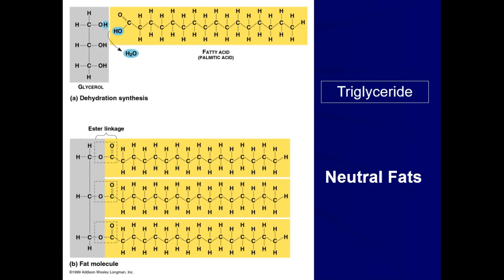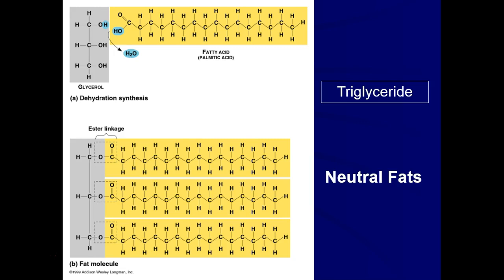Right? You'll notice that on the end that connects to glycerol, there's another functional group there. There is a carbon double bonded to an oxygen, and then it has a bond to a hydroxyl group, oxygen and hydrogen. That carbon, oxygen, and hydroxyl group has a name. We call that a carboxylic acid group or carboxyl group.